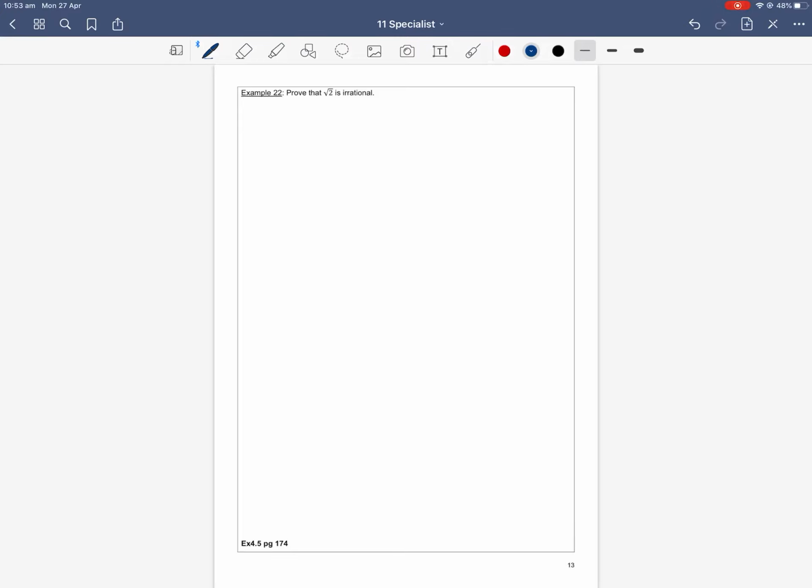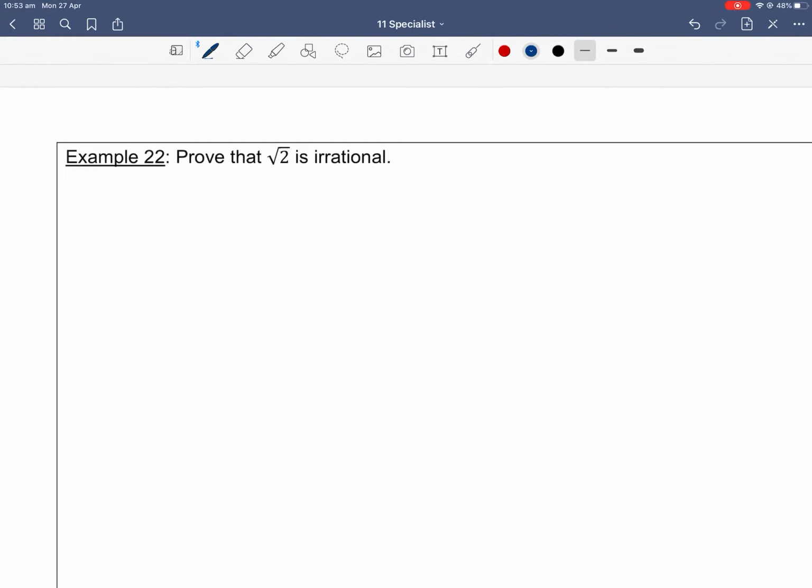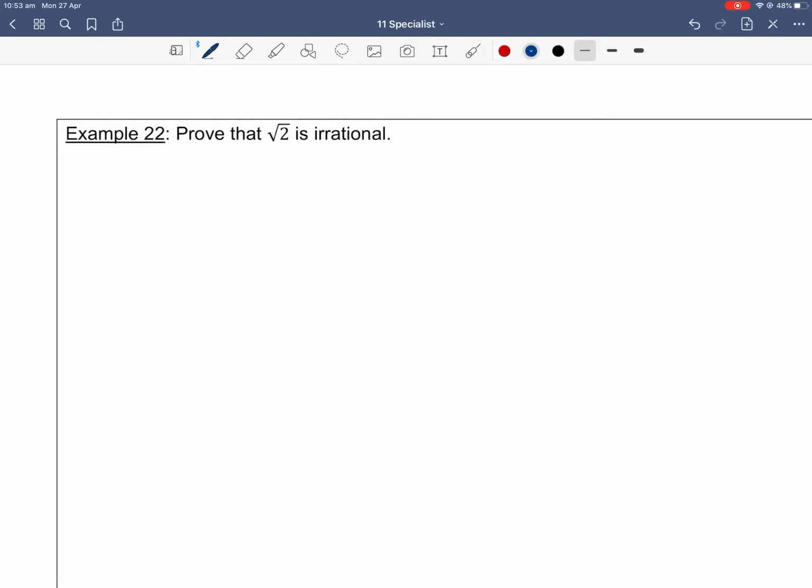Okay, so today let's have a look at example 22, proving that root 2 is irrational. Proving a number is irrational is a classic proof by contradiction question on the exams. We tend to have it every year. So how do we prove that root 2 is irrational using proof by contradiction?